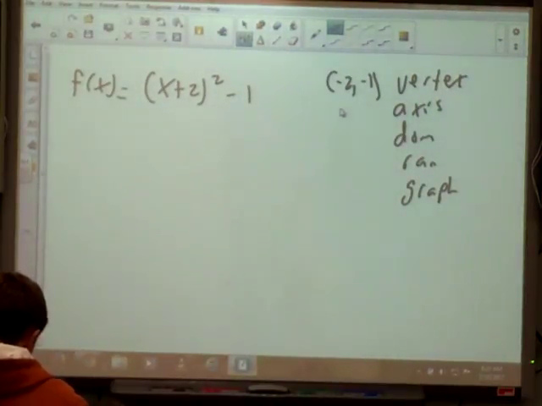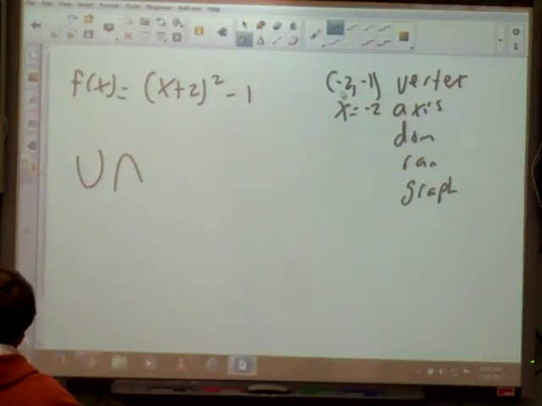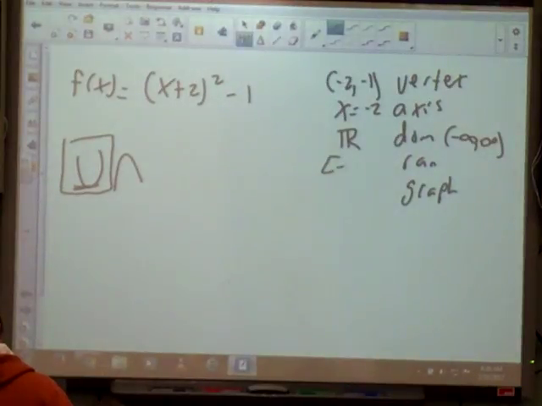What's our axis? -2. Your axis of symmetry on a normal U or upside down U is always the x of your vertex. Always. Alright? Domain on these kind is always all real numbers. On your test, you'll probably see -infinity to infinity. Okay, the range on these, you got to figure out if it's opening up or down. This one opens up, so we're looking at something that looks like this one in the box. What's the lowest this can go? You're going to put a bracket, and you're going to put a -1.